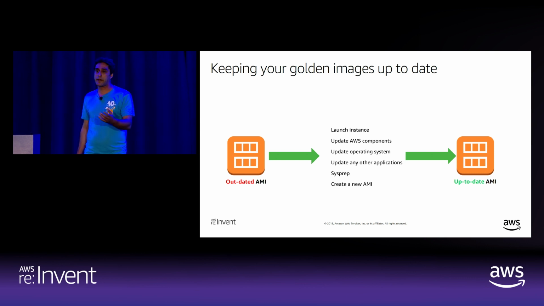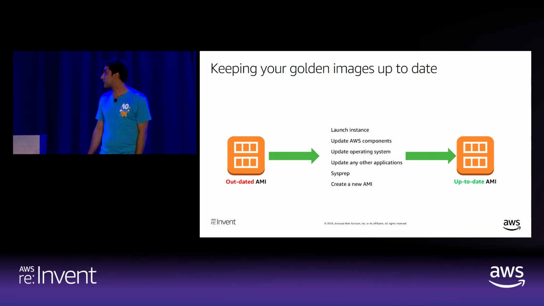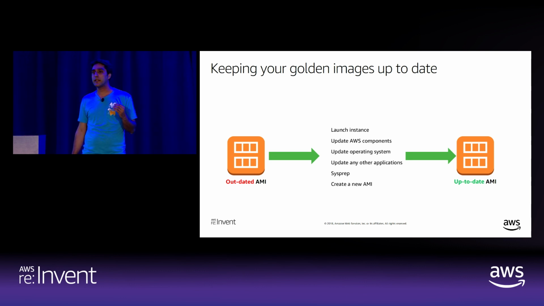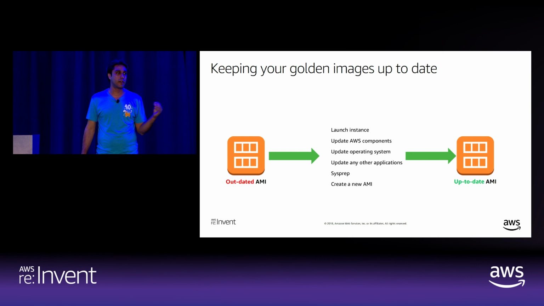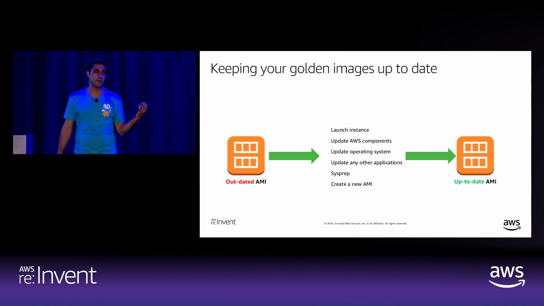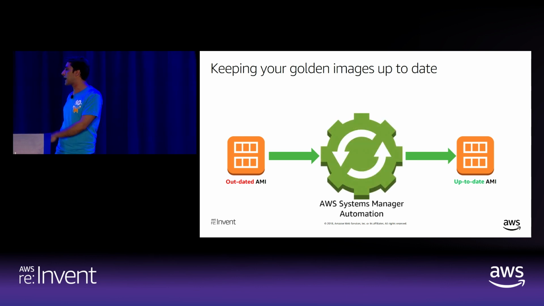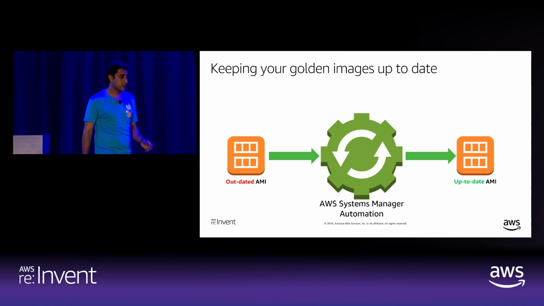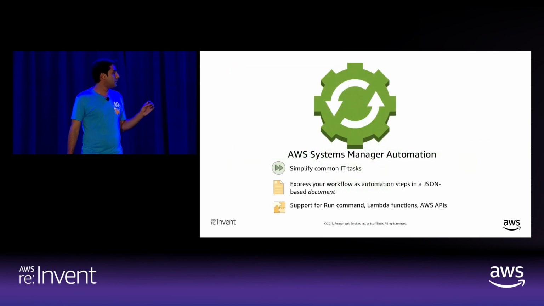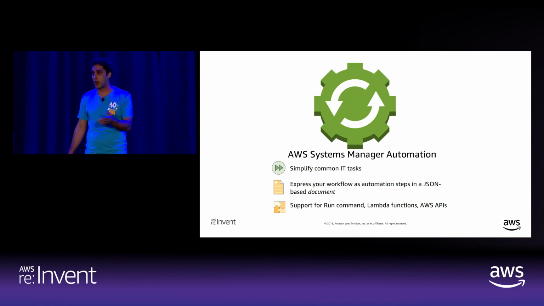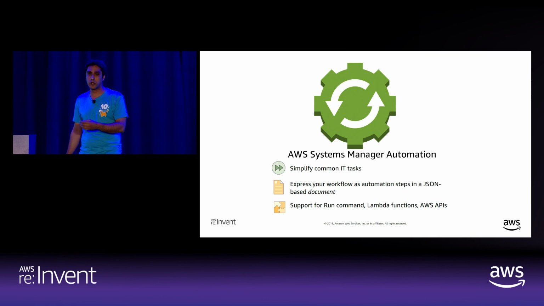All of this can be done manually, maybe using a script. But when you look at it at scale and you want to, let's say, maintain hundreds of AMIs every month, having a script can be really problematic, and it requires a lot of maintenance. All of that can be done using AWS Systems Manager Automation. Automation was built to simplify common IT tasks, one of which is building AMIs. It could be different tasks, pretty much.